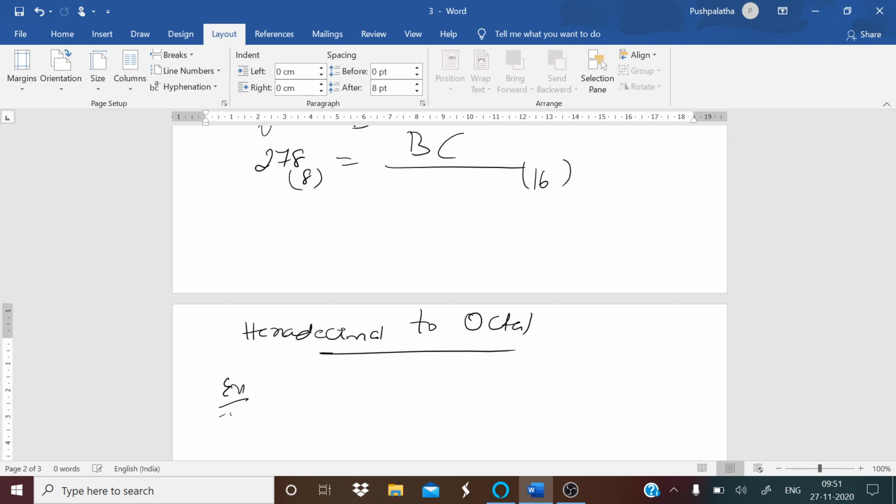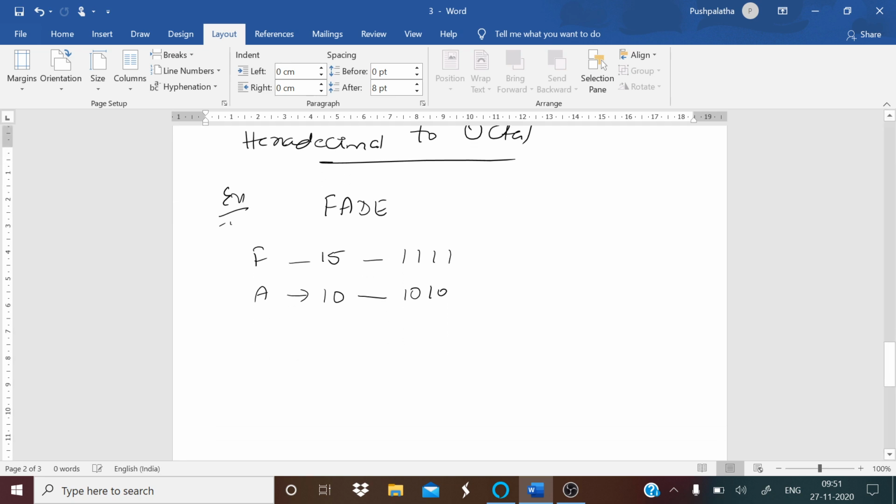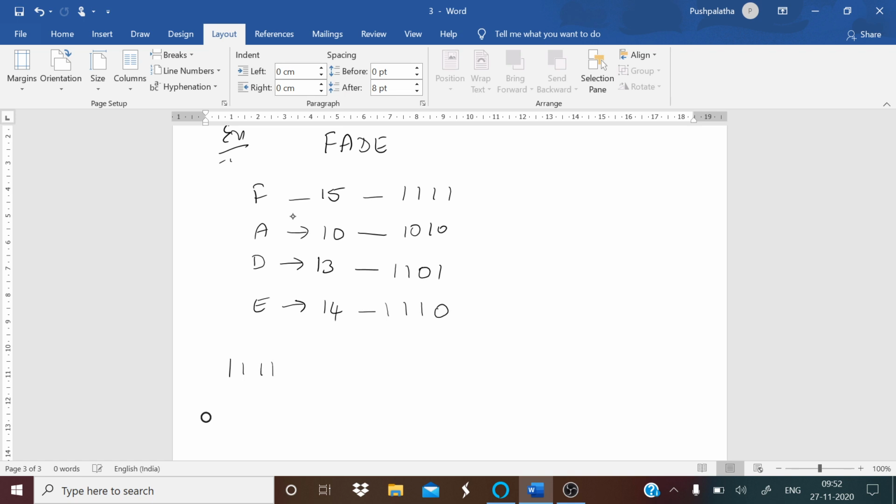Now, for example, you have FADE, F-A-D-E. What is the value of F? F means 15. 15 means four ones. And A, what is your A? A means 10, that is 1010. And D, D means 13, that is your 1101. And E, E means 14. 14 means 1110. Right? Put everything together, that is 1111, 1010, 1101, and 1110.